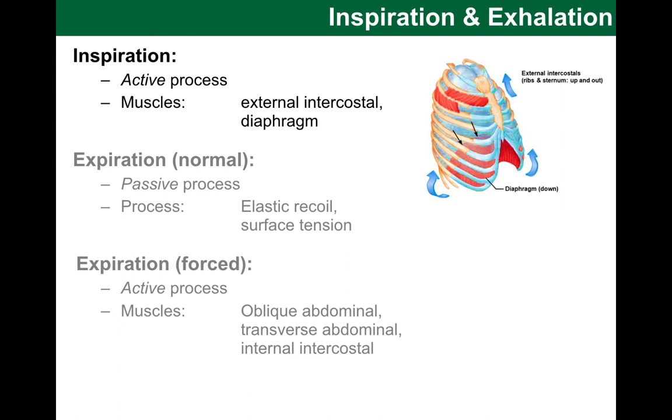As it contracts, it loses its dome shape and goes downwards. So the contraction of both of these muscles increases the volume of the thorax. And again, larger volume means a lower pressure, so air flows in. So because these muscles are working, this is an active process. It takes effort to get air into our lungs.